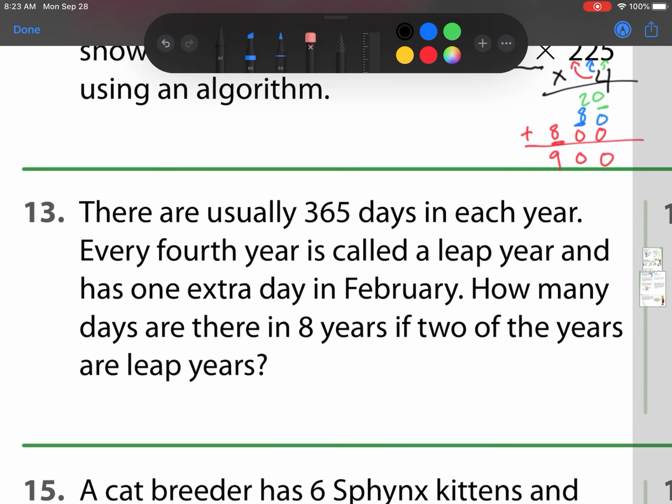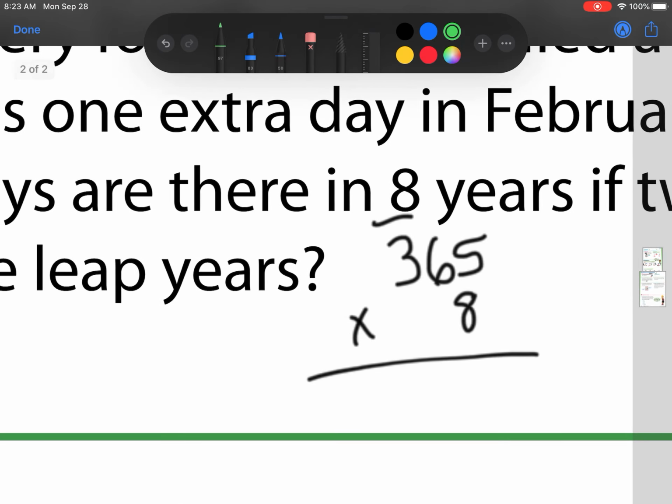There are usually 365 days in each year. Every 4th year is called a leap year and has 1 extra day in February. How many days are there in 8 years if 2 of the years are leap years? Well, let's start here. It's telling me we have 8 years and each year has 365 days. We'll worry about those leap years in a second. So we're going to do 365 times 8 because we have 8 equal groups. So what would that be?